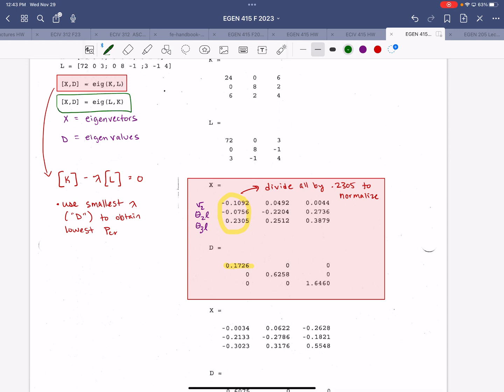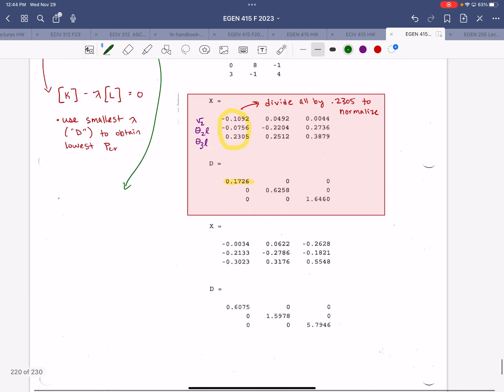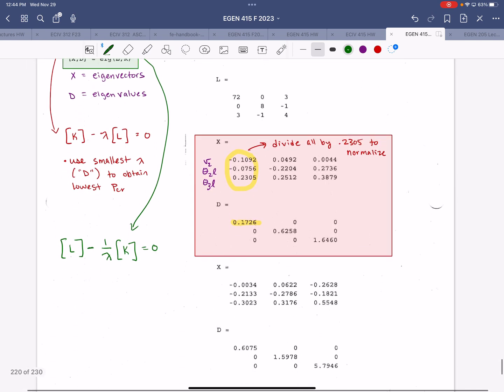The other command, which reverses the order of the matrices within the eig command, represents the reverse equation, or the inverse of the equation. So that would be the buckling matrix minus 1 over lambda times the beam bending matrix is equal to 0. So you can use either one, you just have to make sure you keep track of which one you're using and understand how to interpret the results, because you will get different output for these two commands. So if you use the second one, then you want to identify the largest eigenvalue, which would represent 1 over lambda, to find the lowest critical buckling load.